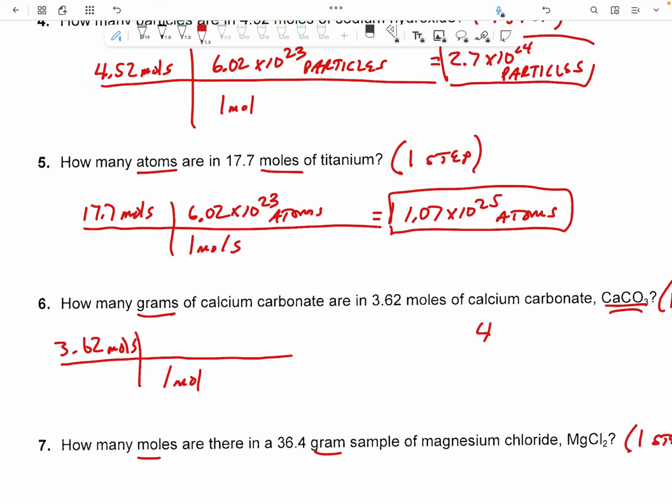Calcium happens to be 40. I'm just rounding right now. Carbon is 12. Oxygen times 3, that would be 48. So it's 40, 52, 100. So 100 grams of calcium carbonate, and that's going to give us 362 grams of calcium carbonate. Okay.